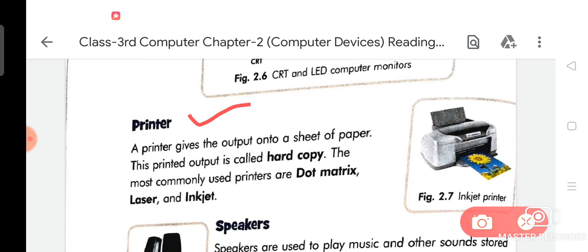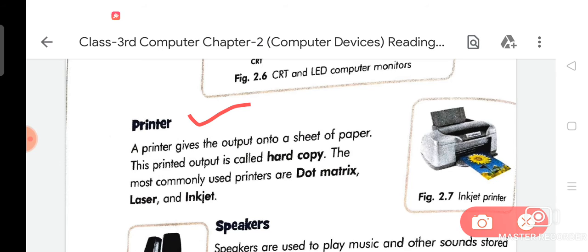Now I am going to revise the important notes for you. In your previous class, you have already read about these notes. A printer is used to print a copy of the information stored in a computer on a sheet of paper. It can print both text and pictures. This printed copy is called a printout or a hard copy.